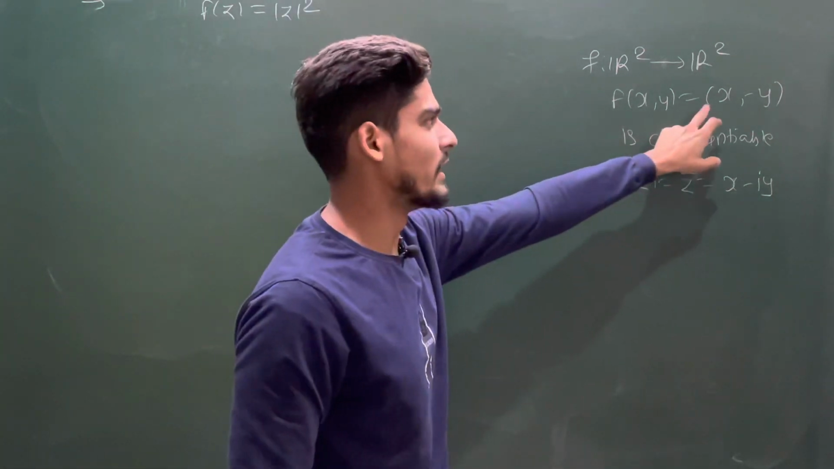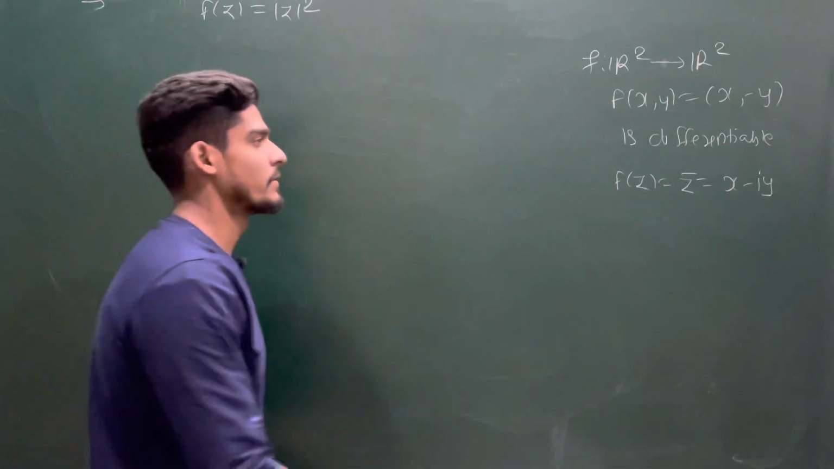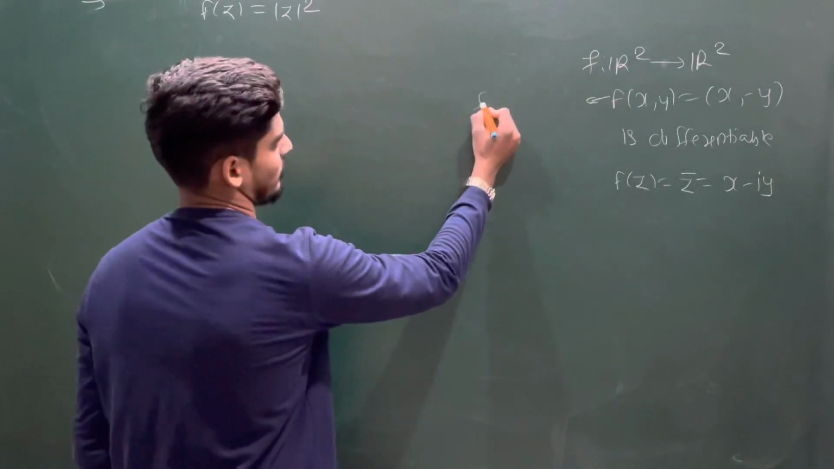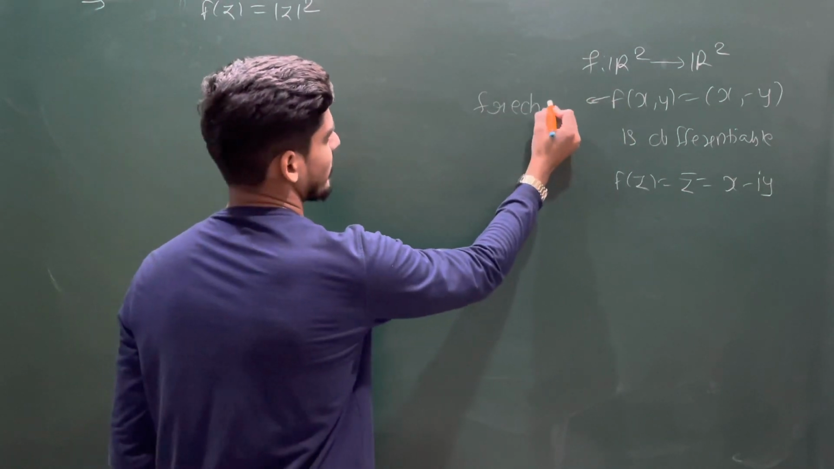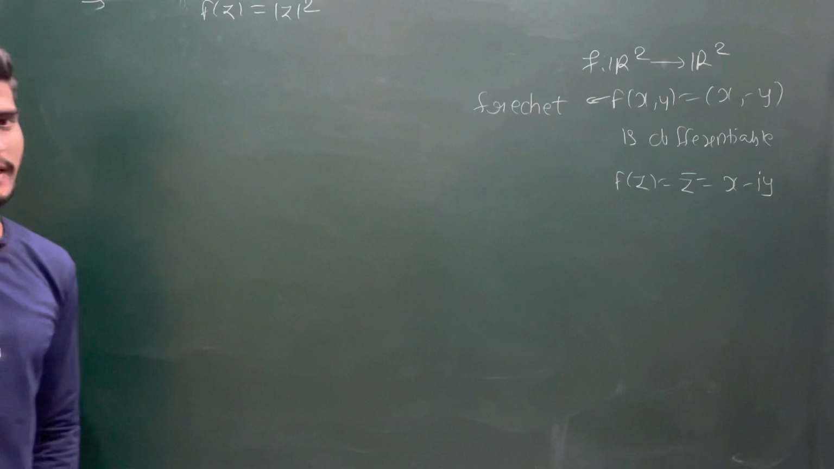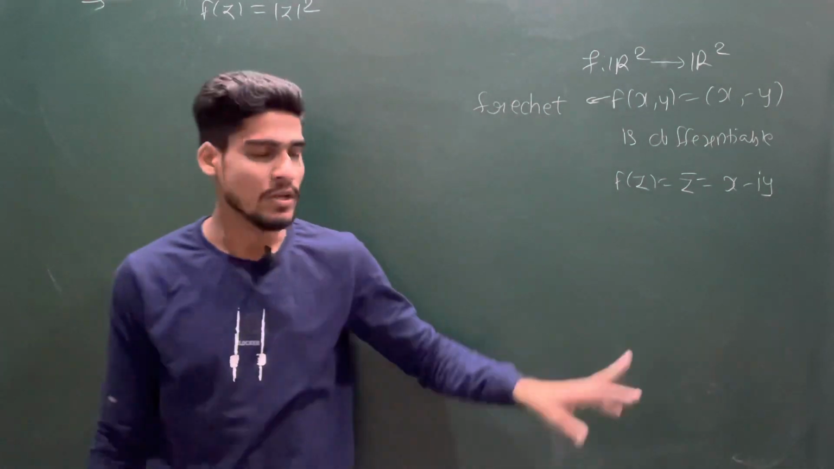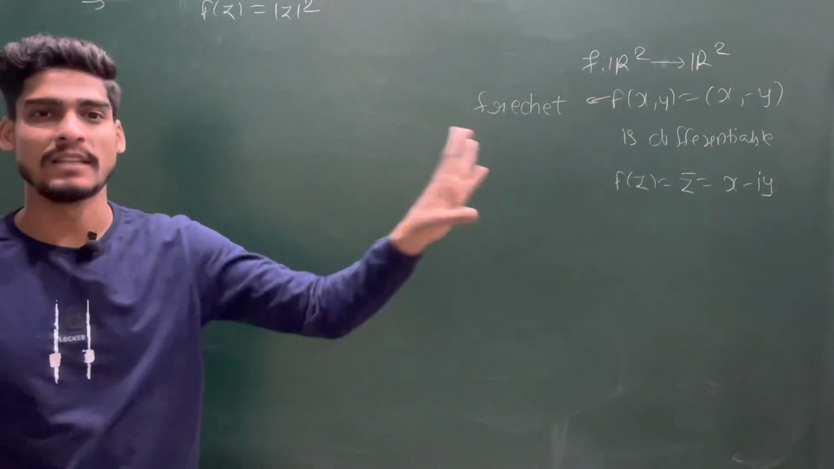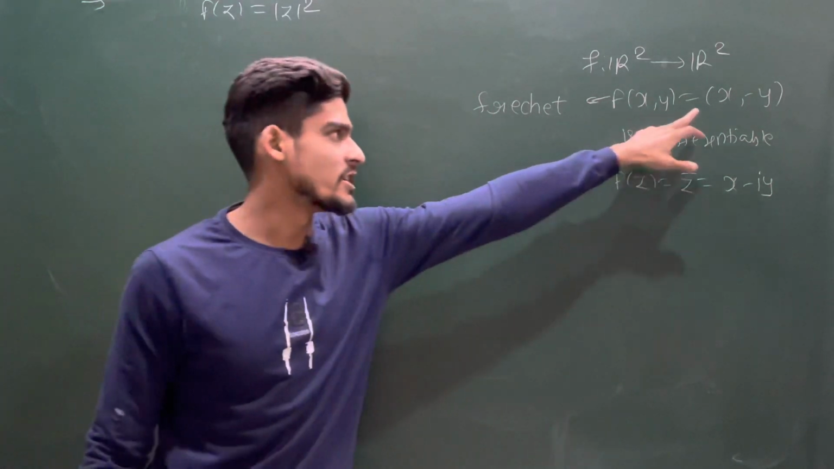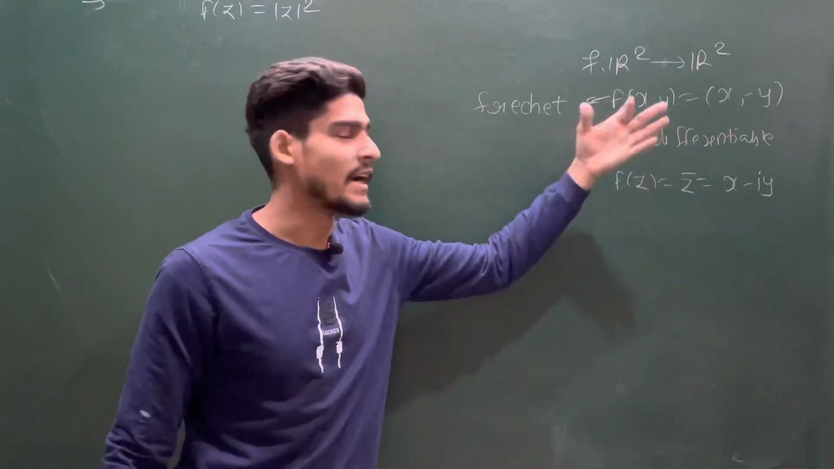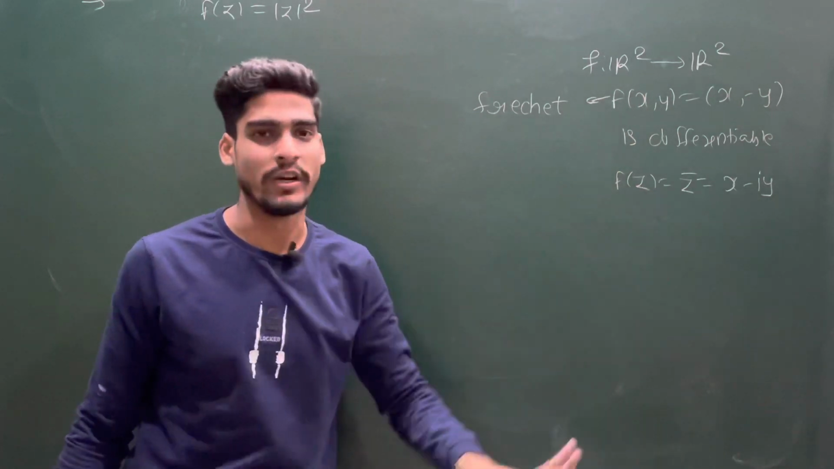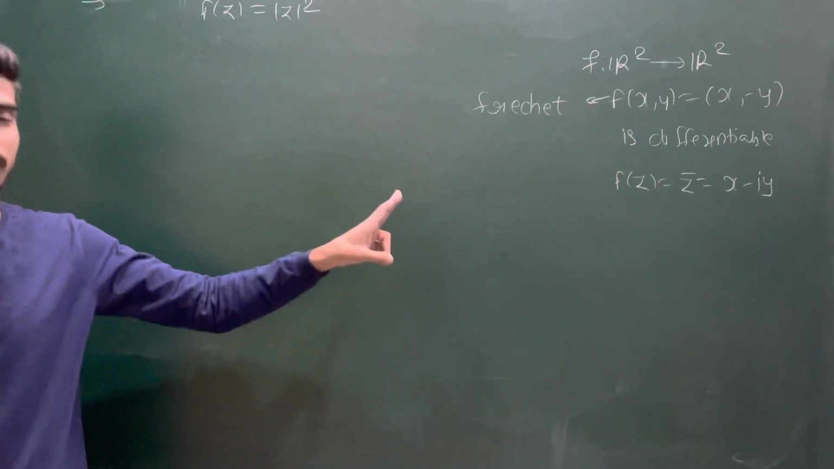This differentiability is known as the Frechet differentiability. And this differentiability is known as the complex differentiability. So your Frechet differentiability does not imply the complex differentiability. This function is infinitely many times differentiable at every point, but this function is nowhere differentiable, that we have seen.